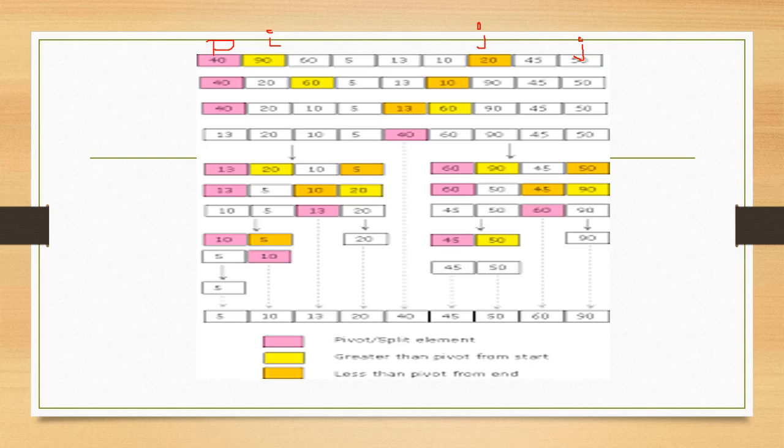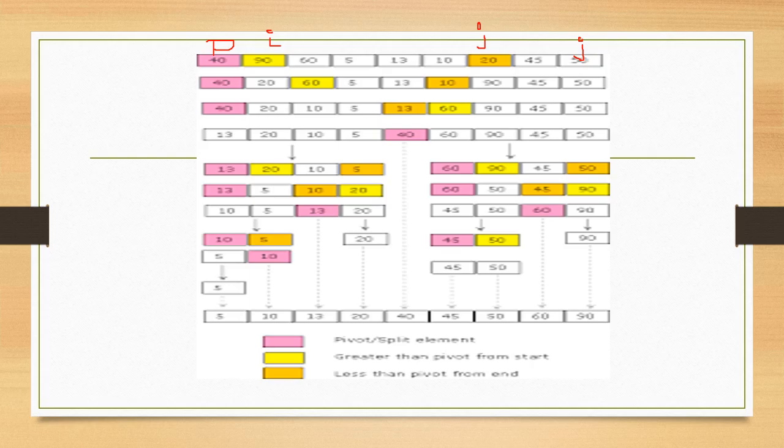Here I have 5, which is not greater than 40. Again incrementing i, it is 13, not greater than 40. Again incrementing i, it is 60, which is greater than 40. Then I am decrementing j. This j is not less than 40, so I am again decrementing j. Now I got 13, which is less than 40. When I check the values of i and j, i is greater than j.